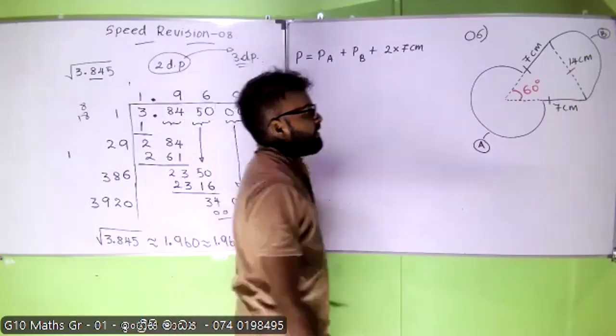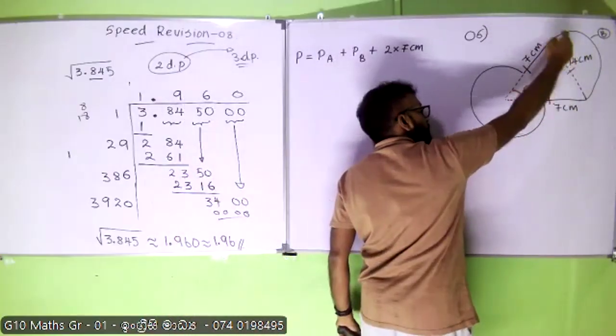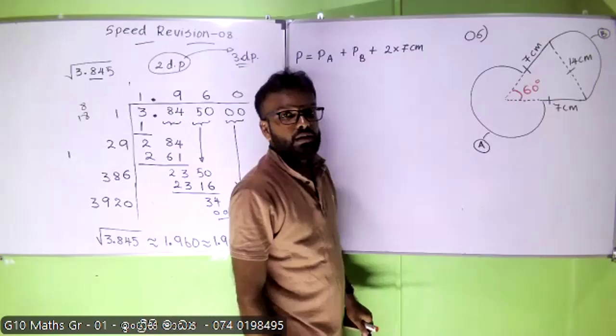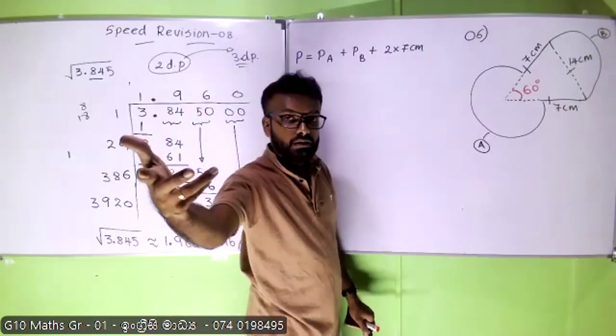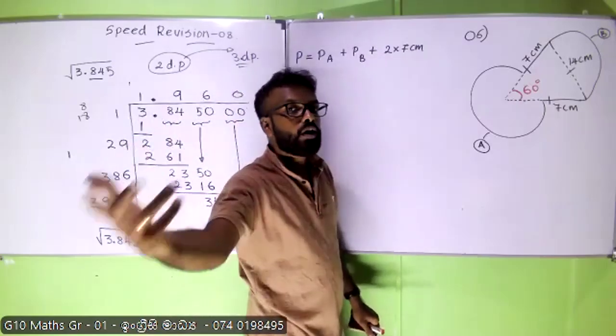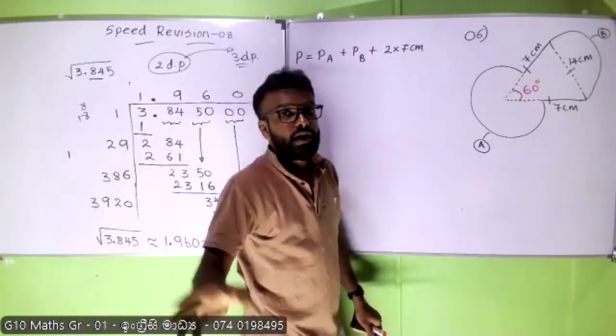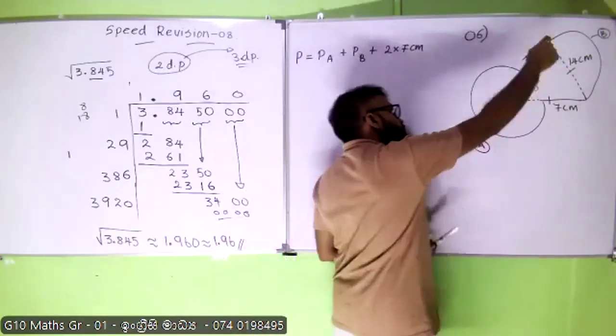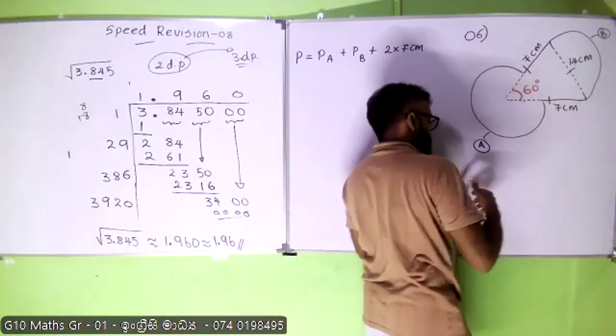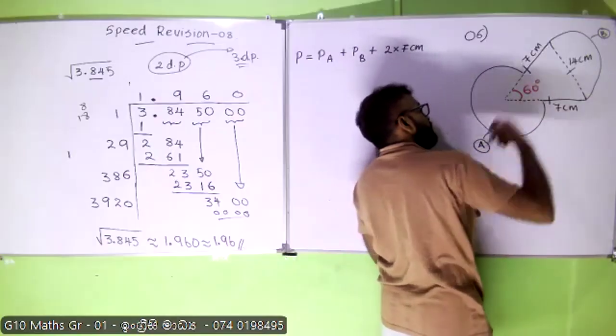And they have given this length, 14 centimeters, of B. That is the diameter of B. So you know how to obtain the radius by dividing it by 2. And also you know now, this is 14 centimeters.